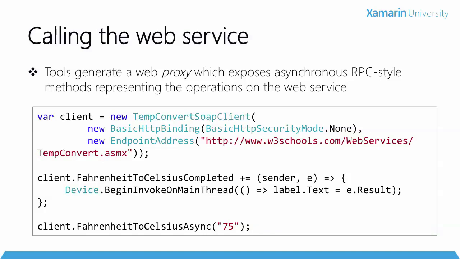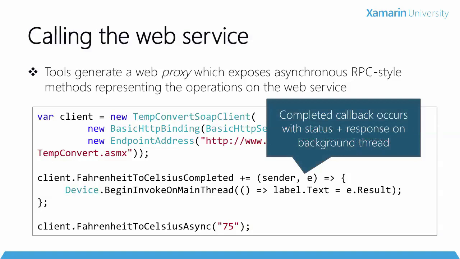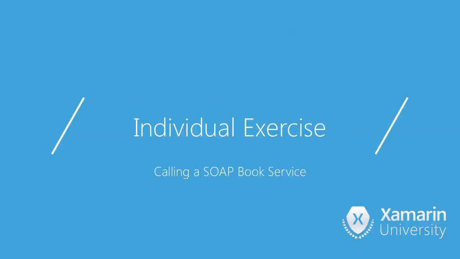You get the response in the event callback. And the callback is invoked on the background thread, which issued the operation. So you will need to marshal back to the UI thread if you want to update the user interface, or enable cross-thread bindings in Xamarin Forms if you're using the binding engine. So now that you've seen all the moving parts, let's try this out with a lab exercise.